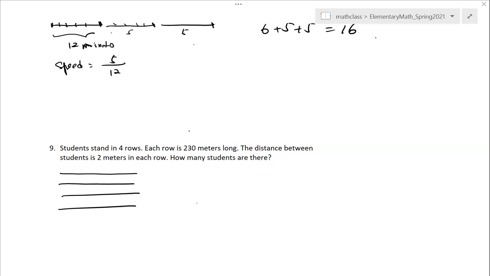464. Great. So you figured out the number of students in each row, right? And the question is how many sections are there? Because you see 230 divided by 4 rows gives you the number of sections in each row. So it's 115. Okay, this is 115 gaps or sections.